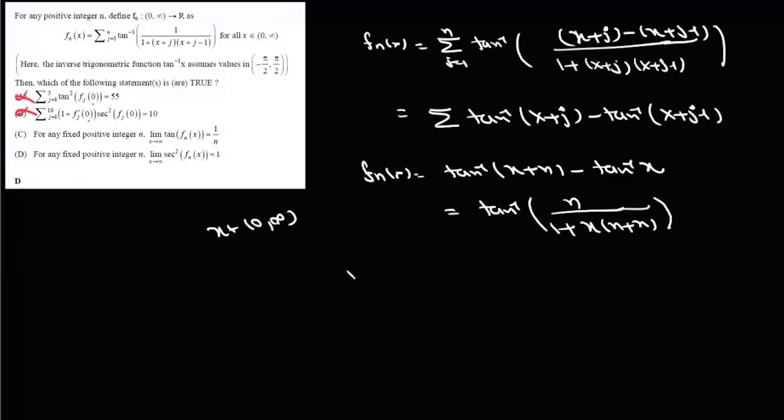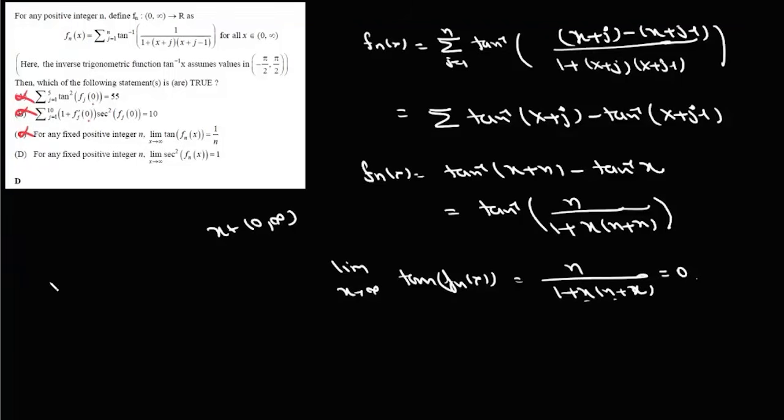Now for the third option, we have this limit x tends to infinity of tan f_n(x). Now tan f_n(x) is n upon 1 plus x into (n plus x). Now any x we have is in the denominator. So as x approaches infinity, this limit approaches 0. So it is not equal to 1 by n. That means this option C is incorrect.